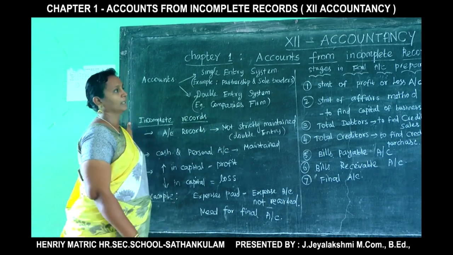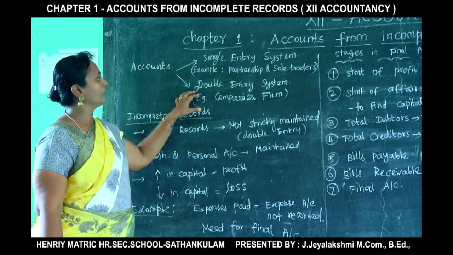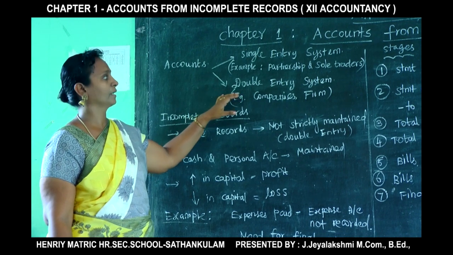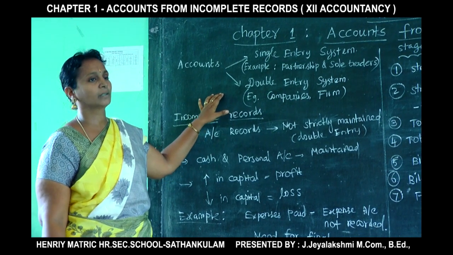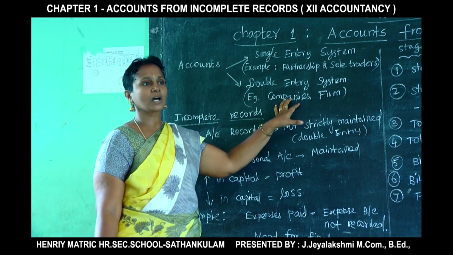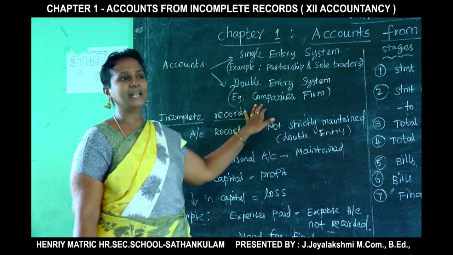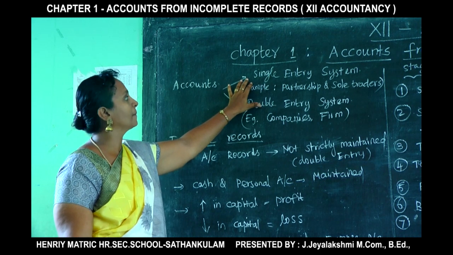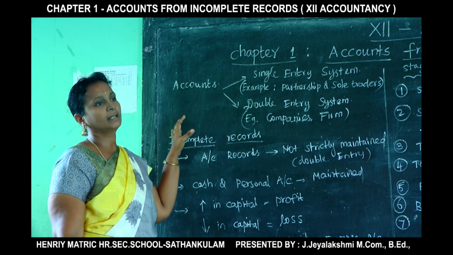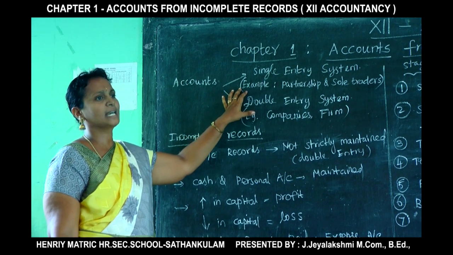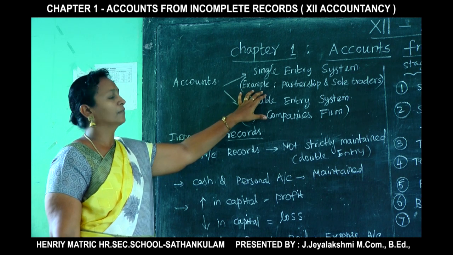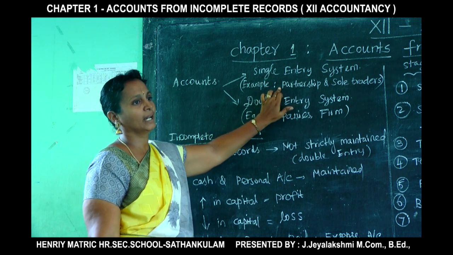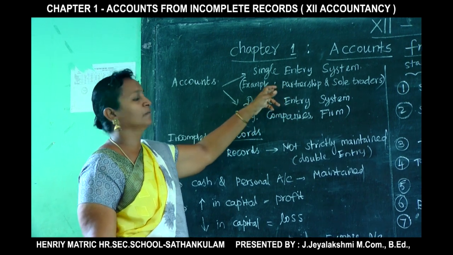single entry system and double entry system. Here in the double entry system, we have the debit and credit aspect equally. We have to use both debit and credit. Double entry systems are used by, for example, companies and firms. Single entry system may use credit or debit alone. Single entry systems are followed by partnerships and sole traders. As per their wishes, they can have the records of accounting, whether debit or credit.